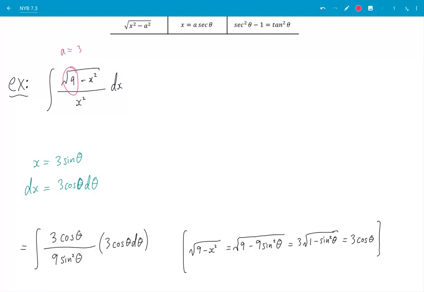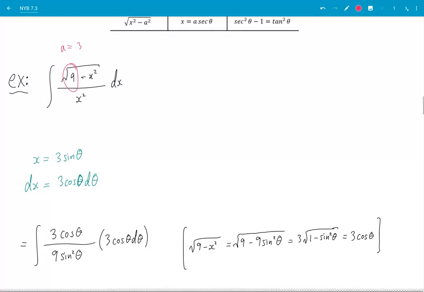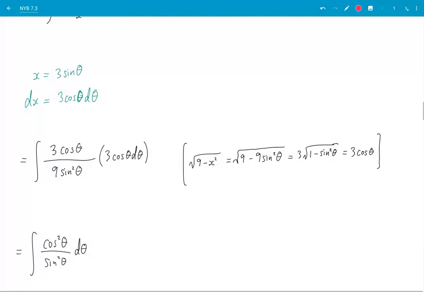Now I'll take a chance to simplify everything. Very important in integrations: simplify before you cry. Simplify before you cry. I should get that written on a t-shirt or something. So I got cos squared over sine squared. What to do?